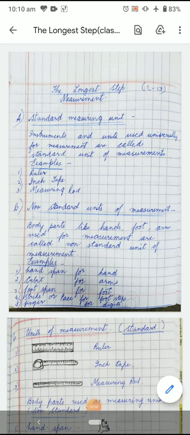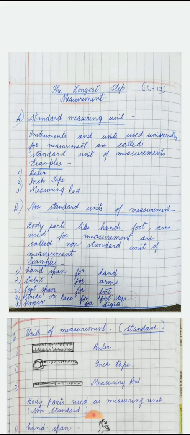So, you remember we were doing the chapter The Longest Step? Yes, chapter 13, The Longest Step. In this, we will be learning about measurement, using standard and non-standard units. You remember I told you that there are two types of units, standard and non-standard.